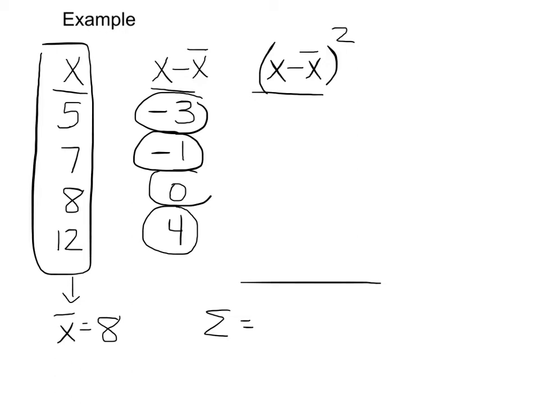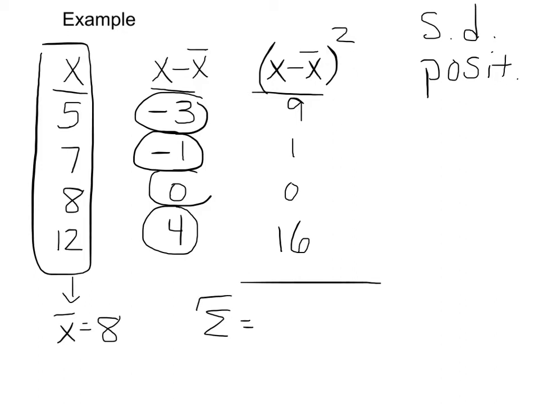The formula says that we square those numbers. So 9, 1, 0, and 16. Notice that all these numbers are positive. Your standard deviation will always be a positive number. It might be 0, but typically it will be a number larger than 0.